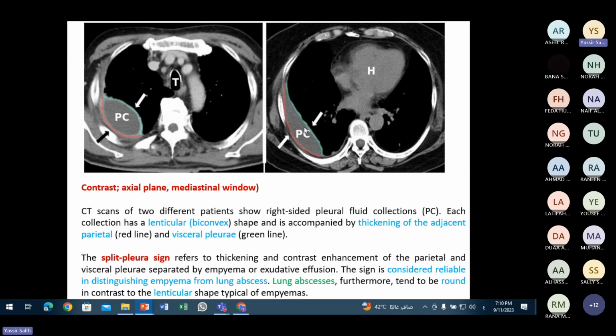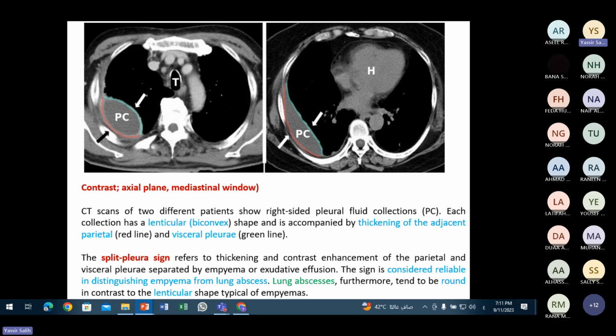is biconvex or lenticular, resembling a lens. But if you have a lung abscess in the same area, here the visceral pleura, and this is the parietal pleura, the visceral pleura will be in the normal position, but you will have a lesion here that is rounded. Its shape is rounded, not a lenticular shape. Got it? Yes, thank you so much. If you have any question, don't hesitate. Please feel free to ask.